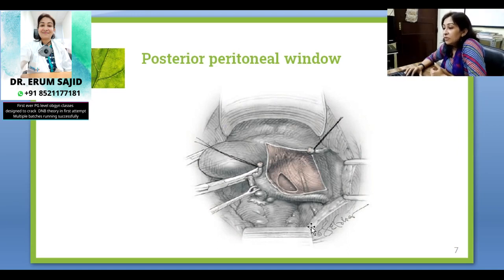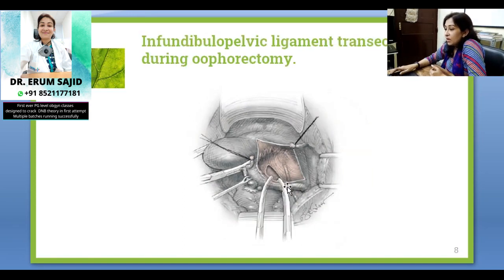What you have to do for that is, once you've done this, the two folds of broad ligament, you've tried to delineate them. You create a window. Can you see this? You create a window in the posterior peritoneum or the posterior flap of the broad ligament. And why do you do that? Now the second slide will tell you.